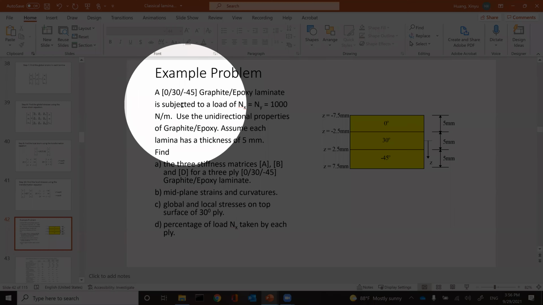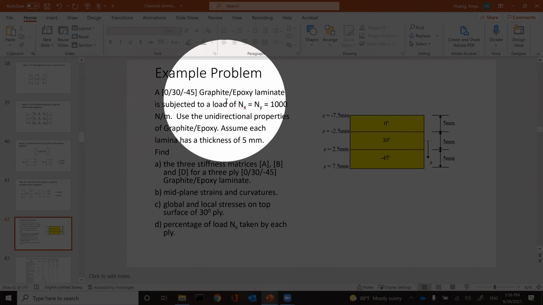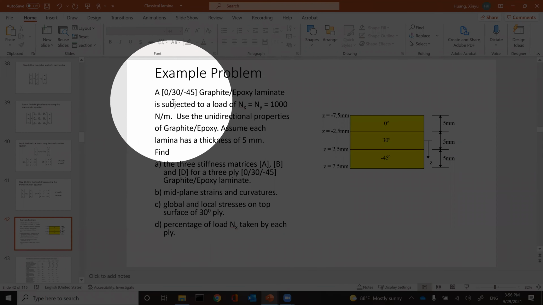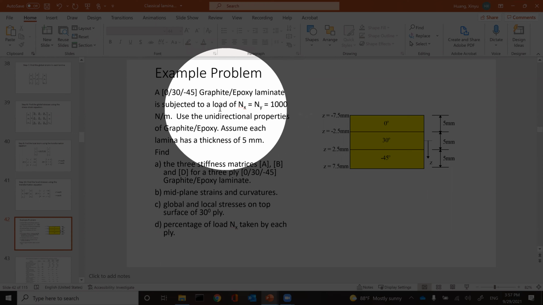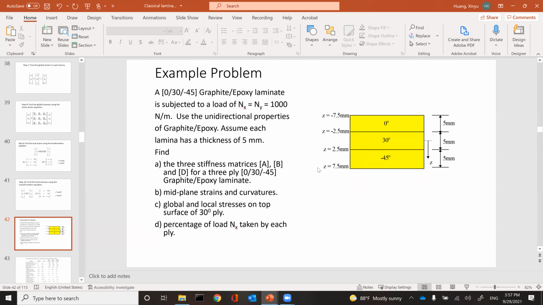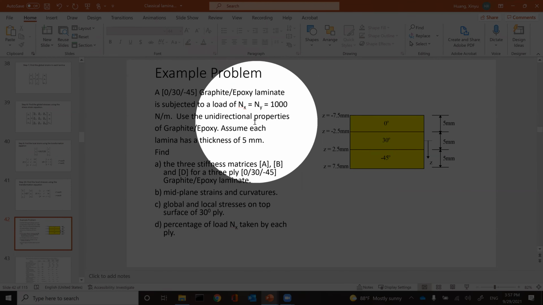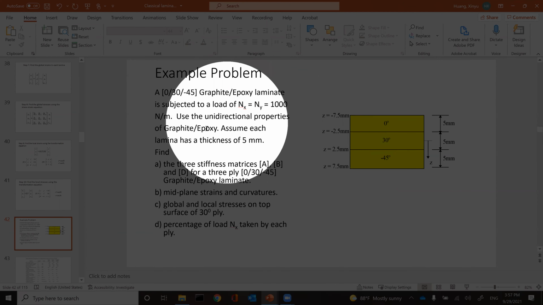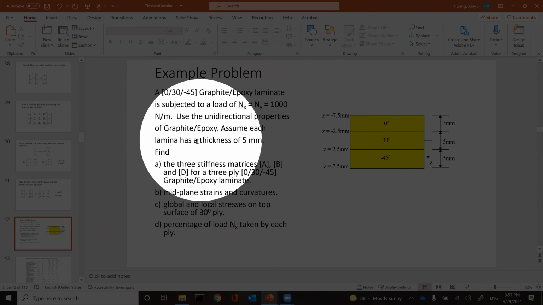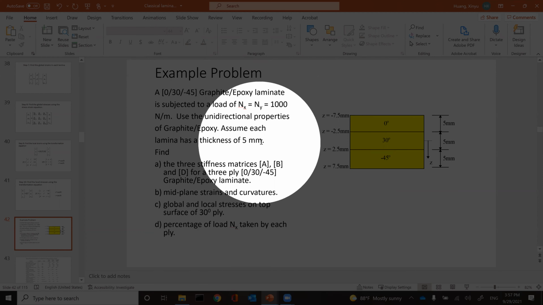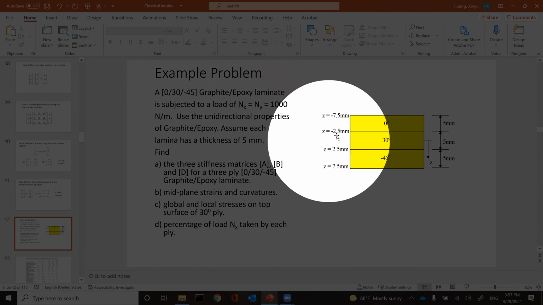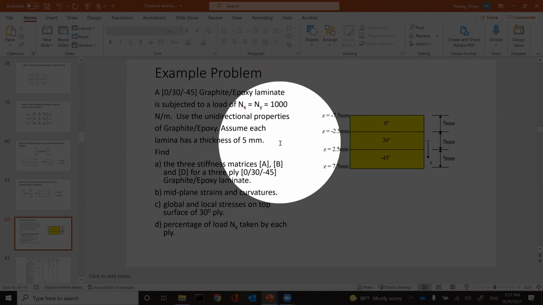This is the laminate, a 3-layer graphite epoxy laminate. There's a load, a biaxial tension. It's pulled in both directions with the same load. Using the unidirectional properties of graphite epoxy, assume each lamina, each layer, has a thickness of 5 millimeters. This is not realistic, just for educational purposes. Usually they're not as thick as that.